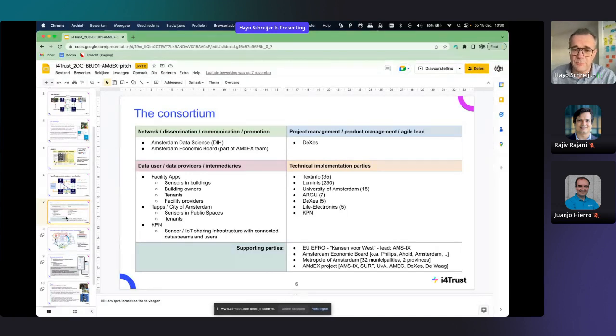And we have technical implementation partners on the right here. And we have some data providers, intermediary, and data users here on the left. And we have a lot of parties involved, like municipalities, users, data providers, etc., actually the responsible parties sharing data.